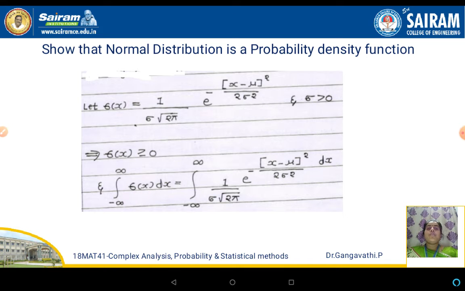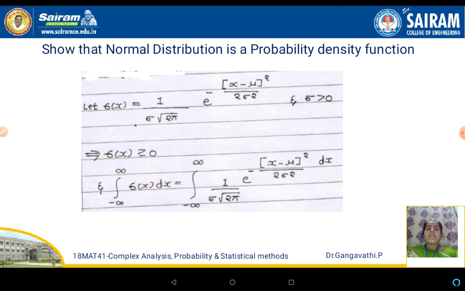In order to prove that, as I said, first we define and then we show it as a probability density function. So here too we will show that this function whatever we have defined is a probability density function. Consider your definition of normal distribution, which is f of x is 1 divided by sigma into root 2 pi e to the power of minus x minus mu whole square by 2 sigma square, and the condition along with it is that sigma should be a positive value.